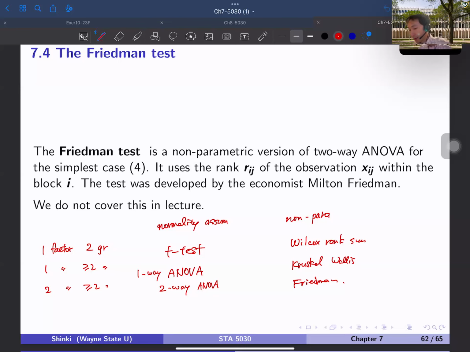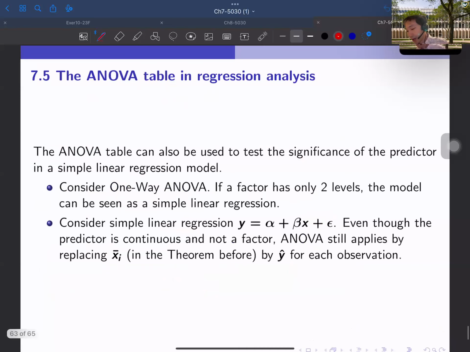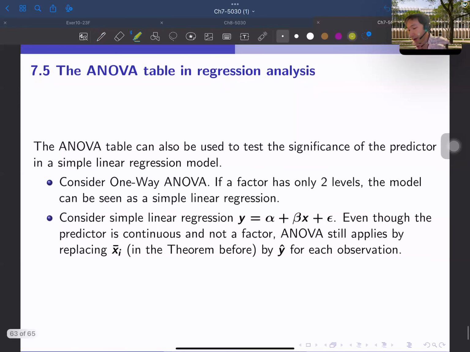And today's topic, in the last section 7.5, is using this ANOVA function and the ANOVA method for a regression model. So basically, ANOVA is developed for factor variables, but it can be used for continuous predictors as well. So the ANOVA table can also be used to test the significance of predictors in a simple linear regression model.